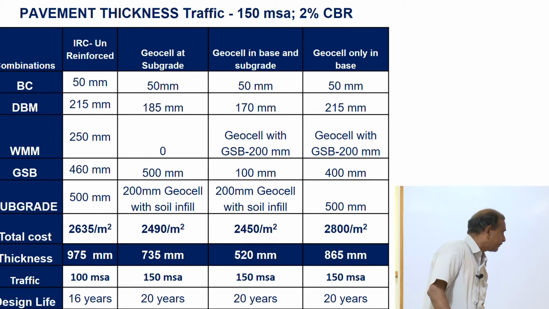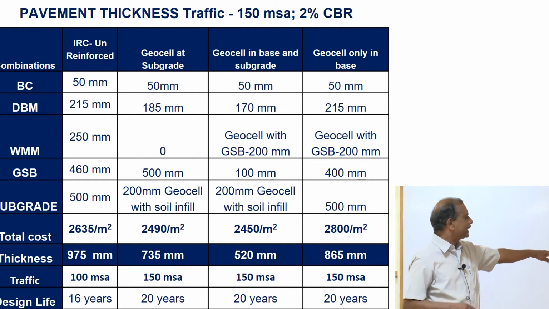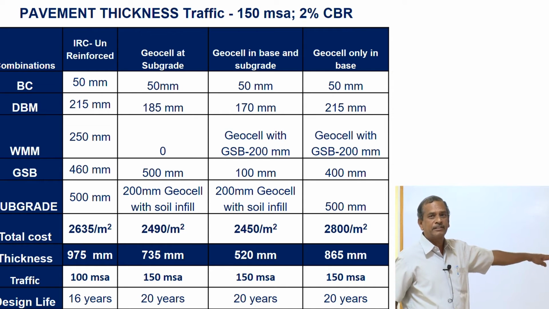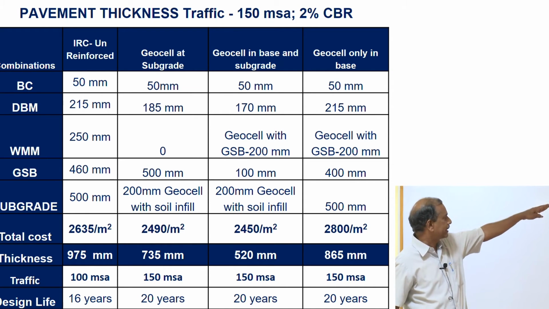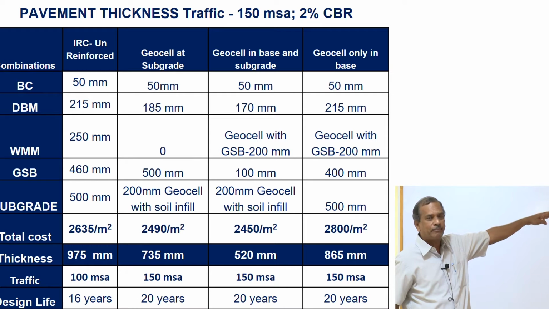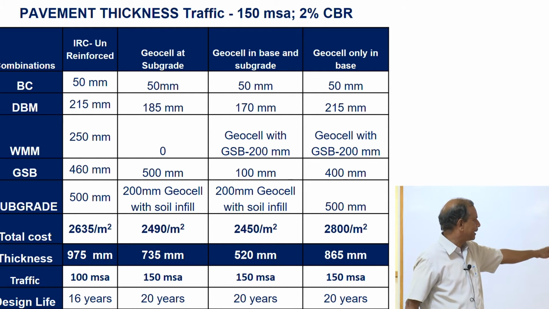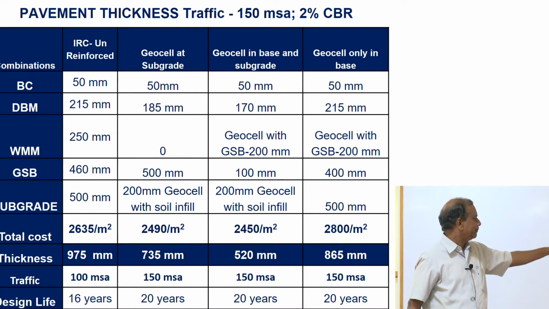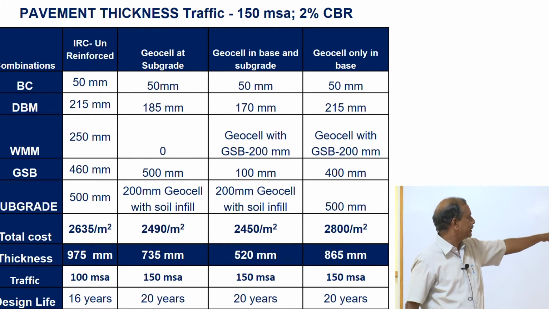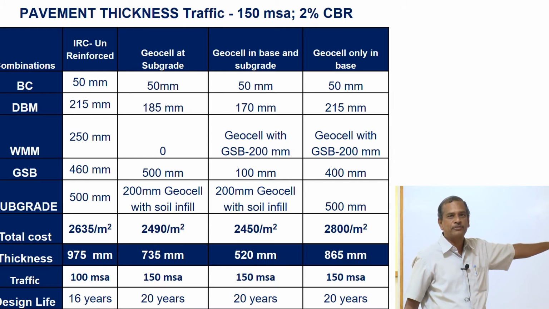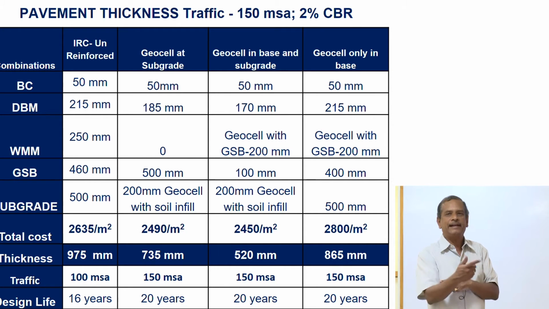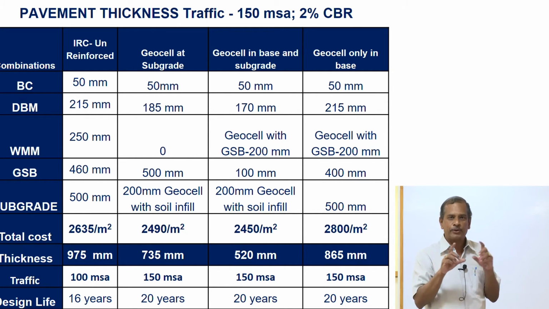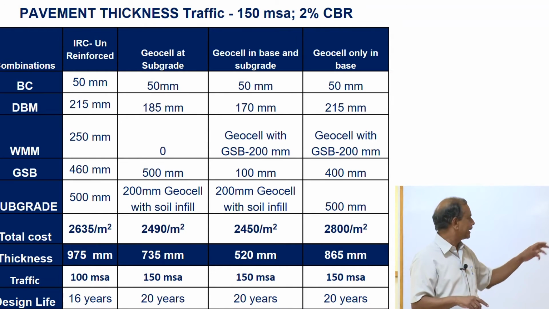The use of geocell is that, for example, if I require about 975 millimeter thickness of a pavement for a load, which has a strength of 2% CBR, I can bring down the thickness from 975 to 520 millimeter by introducing geocells both at the base course as well as the subgrade soil. So you have to now decide and recommend where this can be utilized, what will be the reduction in the thickness of the pavement layers, and what is the cost.